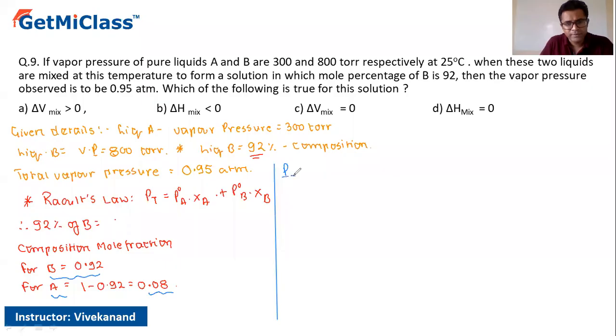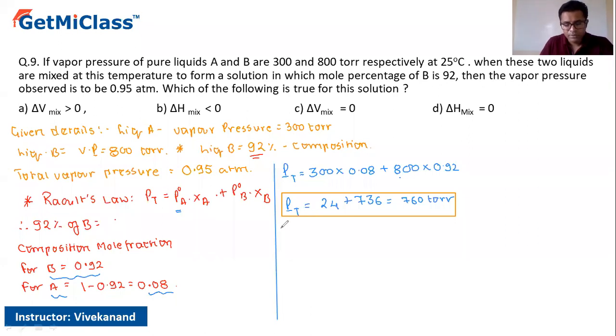So total pressure is equal to P naught of A, which is 300 torr, into 0.08, plus the next one, 800 torr into 0.92 mole fraction. So total pressure is equal to 300 into 0.08, which gives 24, plus 800 into 0.92, which gives nearby 736. The total value we would get is around 760 torr. This is important. Let's mark it down.